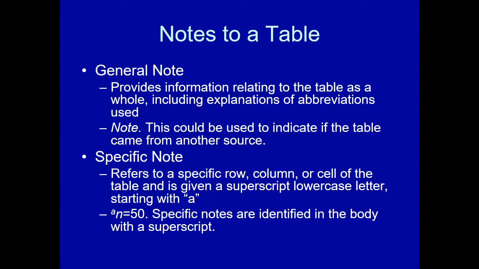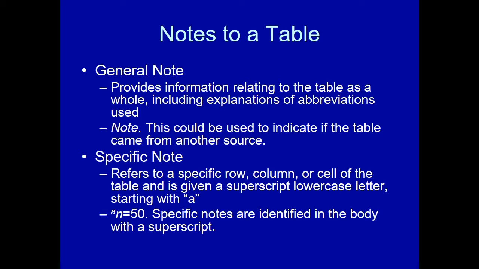Now we're going to talk about notes for a table. There's 3 types of notes: general notes, specific notes, and probability notes. A general note just provides information about the table as a whole. So this is where you would explain abbreviations, if the table came from some other source, something that talks overall about the whole table. Then an example would be the note in italics, period. This could be used to indicate if the table came from another source, period. That would be how you would format that note underneath the table.